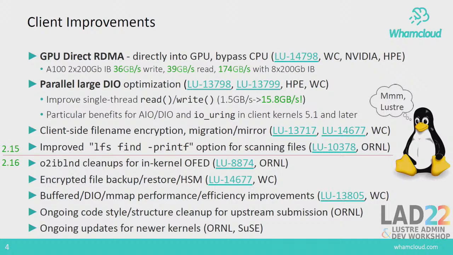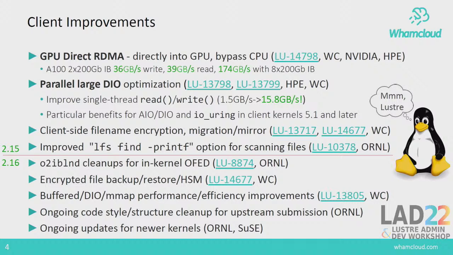Another little handy feature that Oak Ridge did is LFS find minus printf, so then you can have it print out specific fields from a file. If you do LFS find to find a bunch of files, you can say, print me the size and the stripe count and the project ID or something like that, instead of just printing out the name, right?